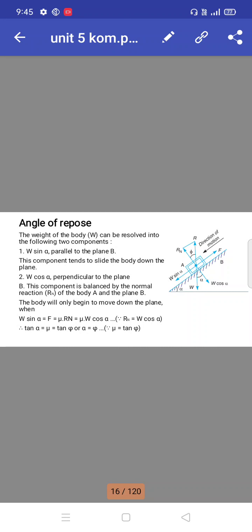The body will only begin to move down the plane when W sin alpha is equal to F, which is equal to mu into Rn, which is equal to mu into W cos alpha. So Rn is equal to W cos alpha. Tan alpha is equal to mu, which is equal to tan phi, or alpha is equal to phi. So mu is equal to tan phi.